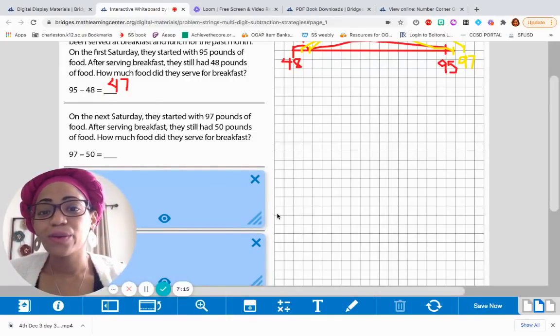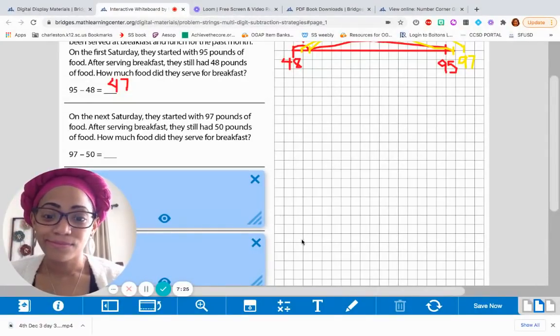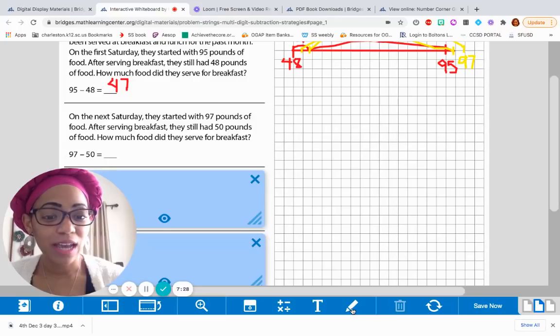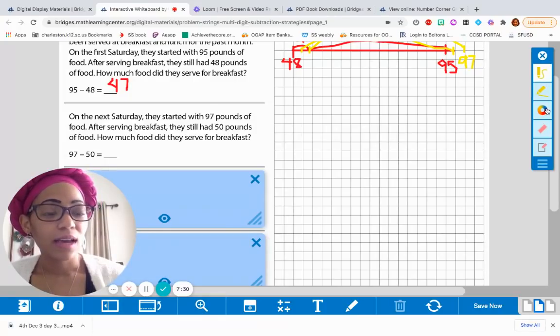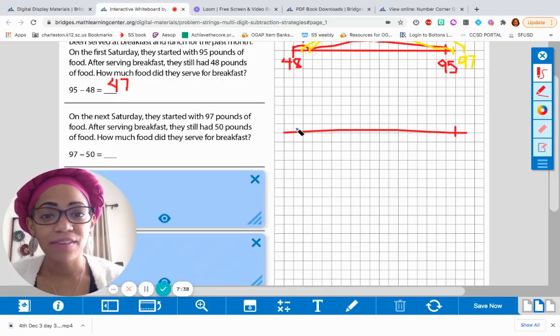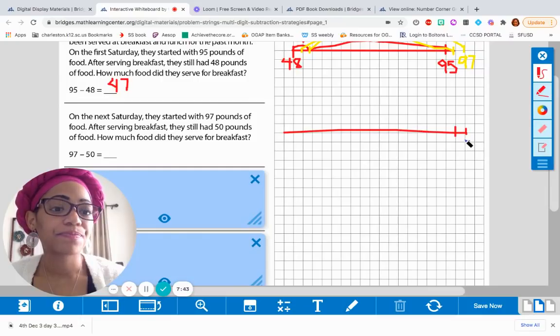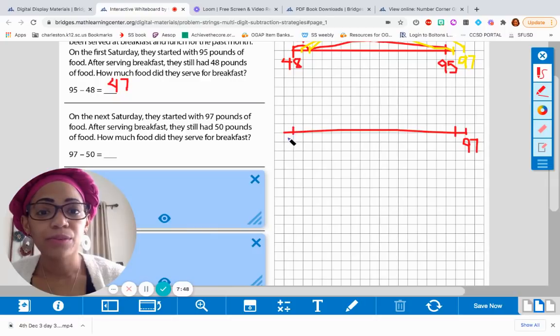On the next Saturday, they started with 97 pounds of food after serving breakfast, and they still had 50 pounds of food. How much food did they serve for breakfast? Look at that. We just kind of worked through this problem. So I'm just going to draw that number line out for us again. You don't even need to rework it because we just did it. Here's 97. Here was my 48, but now I'm at 50.